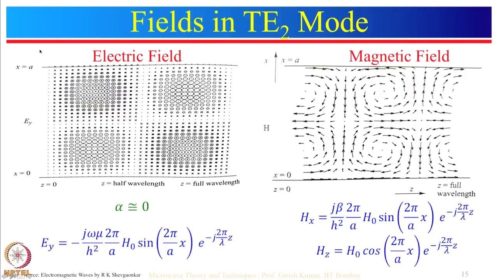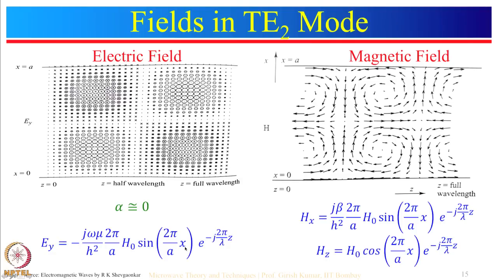So, this is the x direction, this is the z direction, and the y direction is normal to this plane, outward. The dots in this circle represent the positive direction, the cross represents the negative y direction, and the size of the circle represents the amplitude of the field. So, Ey is varying sinusoidally along the x direction.